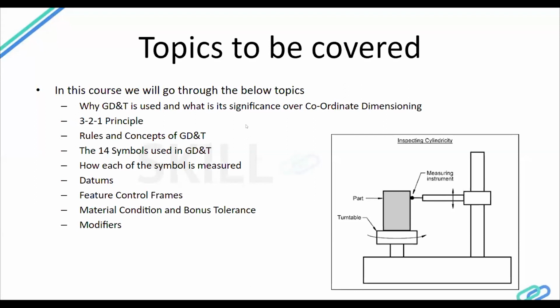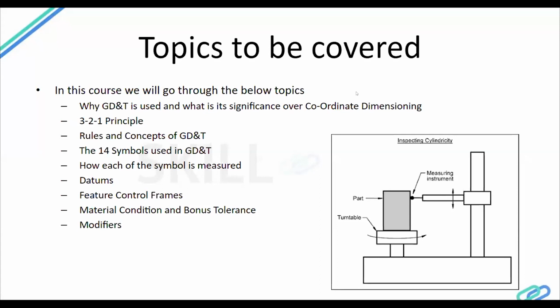Of course, I will be going through all the 14 symbols. As I just told, 2 of the symbols have been removed, but we'll go through all the 14 symbols, how significant they are, what the tolerance zone is, how it is getting measured, and the datums and the feature control frame. The feature control frame is the main key part of how GD&T is portrayed in a drawing, and what exactly a primary datum and a secondary datum are, what a geometric tolerance is, what a size tolerance is, and how you should read and interpret it.